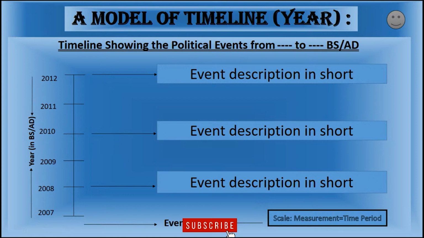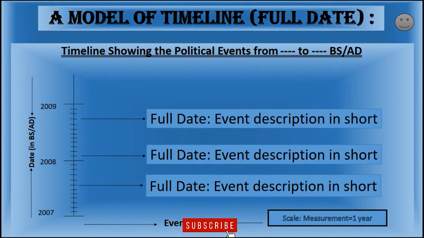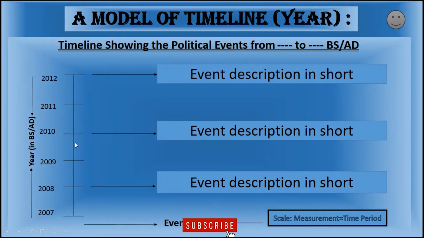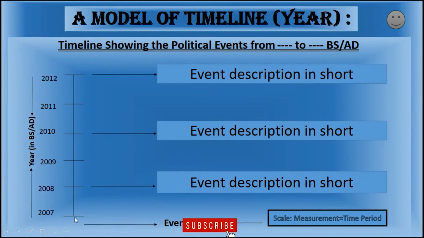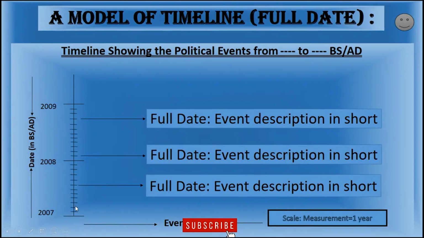So in the full date timeline, what is the difference? Let's see. The title is similar. After that, this vertical line, here is also a vertical line, here is also a vertical line. Maybe you saw the difference. Here are smaller lines. Between the years here there are no smaller lines, but here there are smaller lines. This is the main difference.